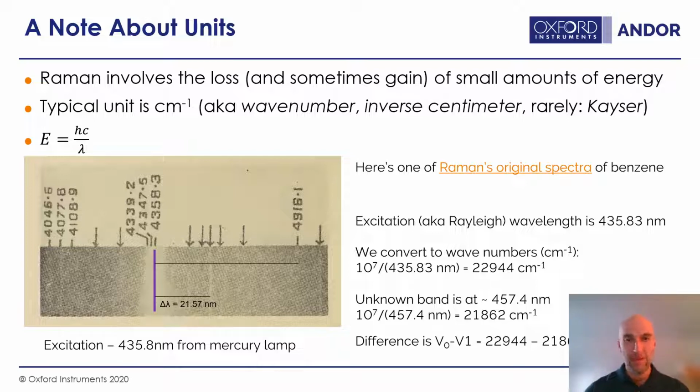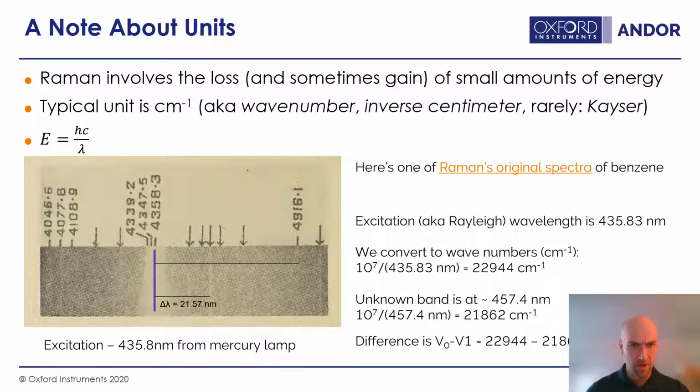So maybe this isn't the best example, but I thought it was quite cool because it's one of Raman's original spectra of benzene. So the excitation is at 435.83, the line from a mercury lamp. Here I've highlighted it in purple. And we convert to wave numbers for the original excitation wavelength. So to get from nanometers to inverse centimeters, we take 10 to the 7 divided by the wavelength in nanometers, and we get about 23,022,944 wave numbers, or inverse centimeters.